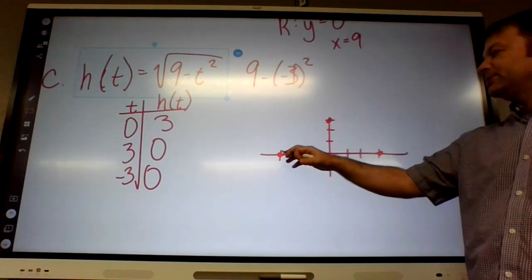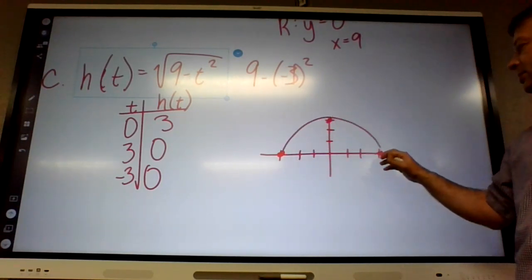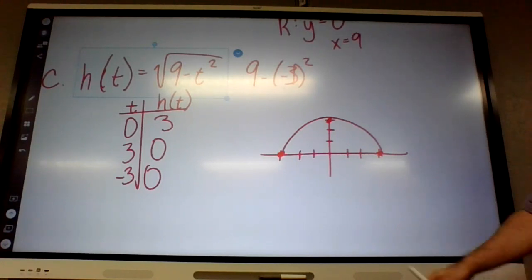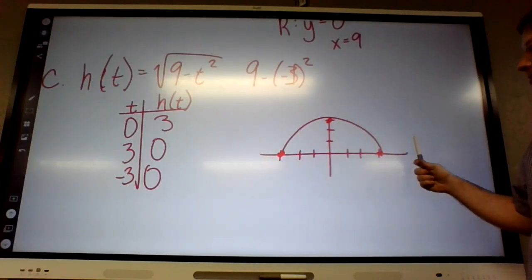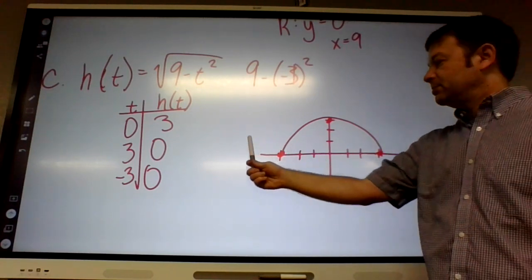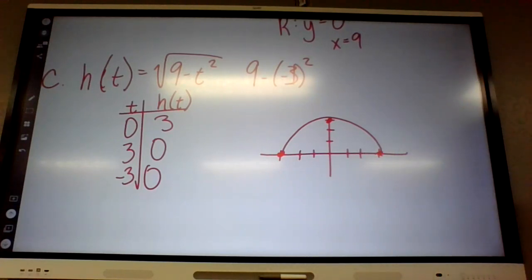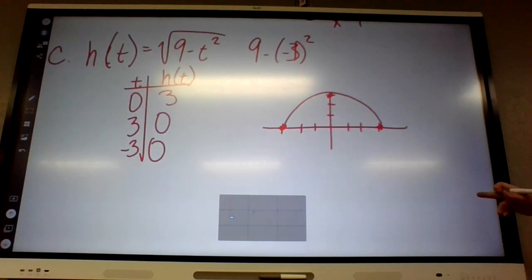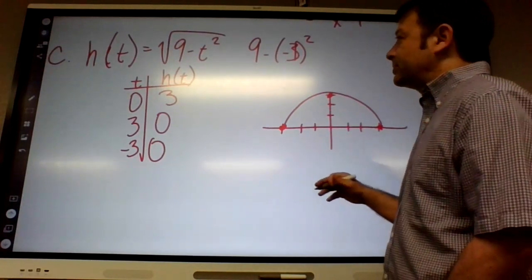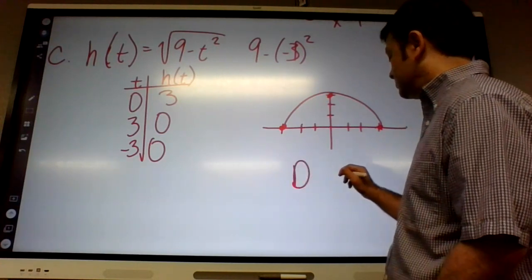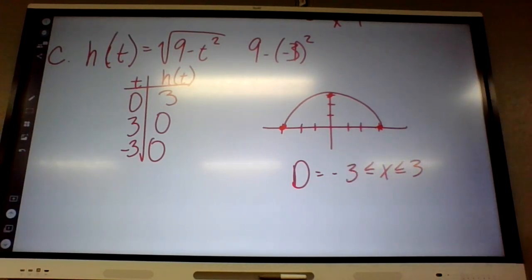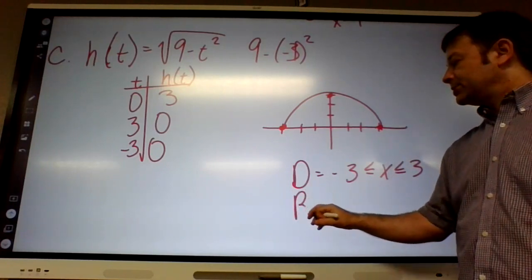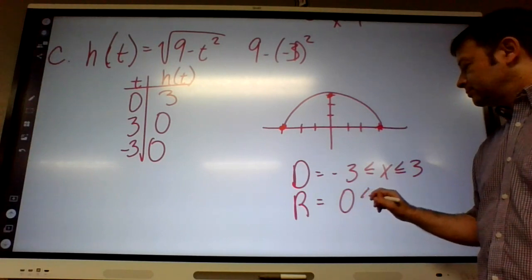Okay, what shape do you think that is? You probably guessed wrong. It's a semicircle. Now, remember we said we can't plug in anything bigger than 3, right? So there's nothing going on out here, or nothing less than -3. Anyways, what's the domain? -3 is less than or equal to x, less than or equal to 3. All the x values from -3 to 3. What is the range? 0 to 3.